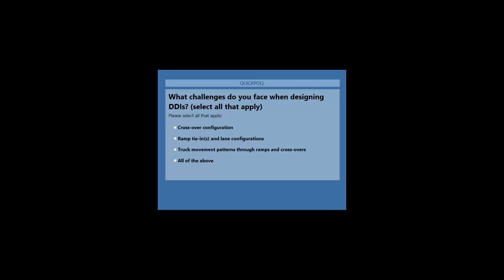As I can see right now, some people chose crossover configuration. Yes, we're going to address that. Ramp tie-in and lane configuration. We're going to address that one. Truck movement patterns through the ramps and crossover. We're going to address that. And then people have chosen all of the above, which is quite understandable. So I'm going to give it another 10 seconds. Okay.